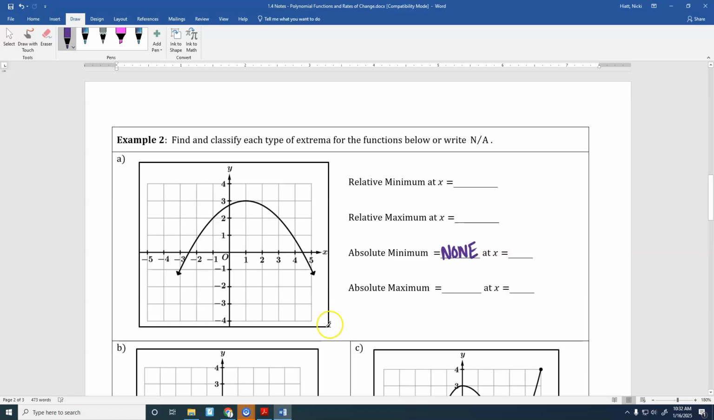Because this graph continues on down forever. So we can have a relative minimum, maybe. We might not have that either. But we definitely do not have an absolute minimum because of those arrows.